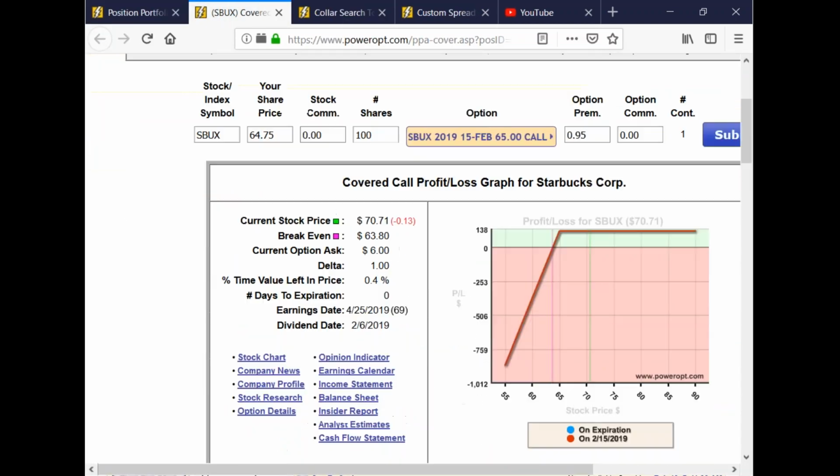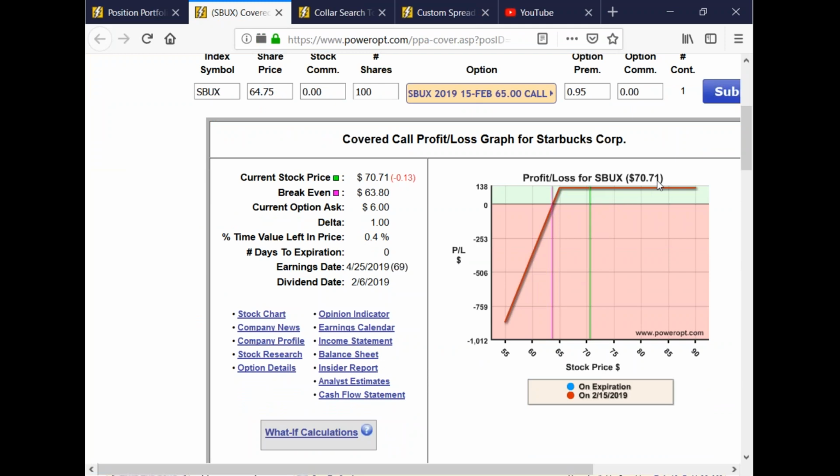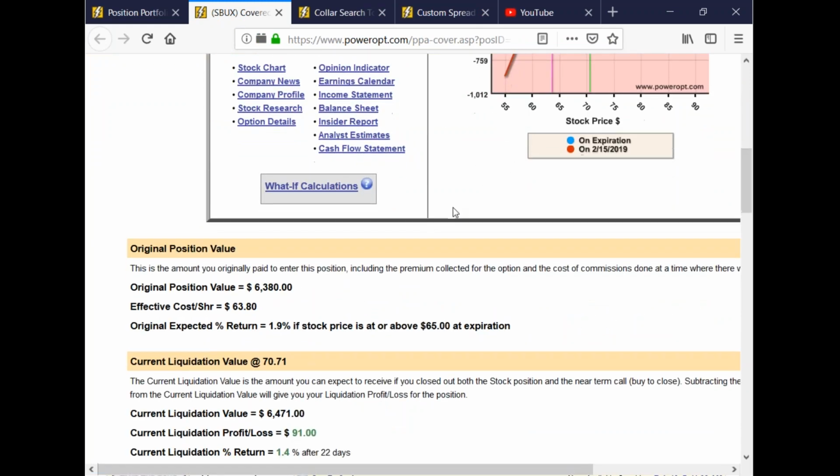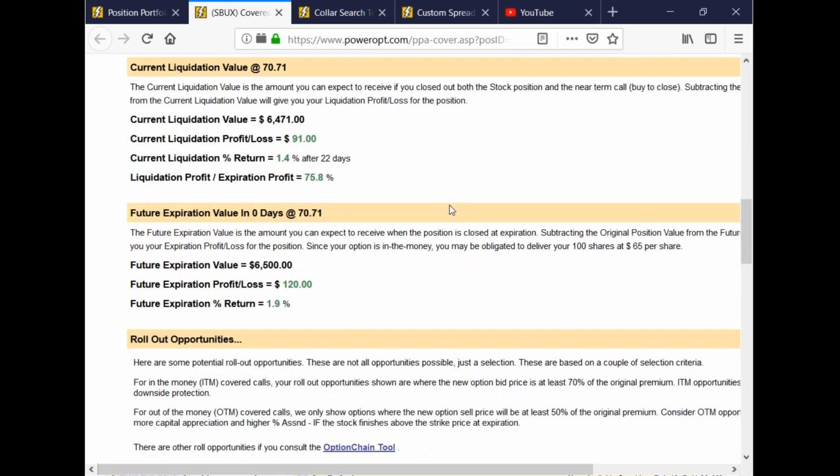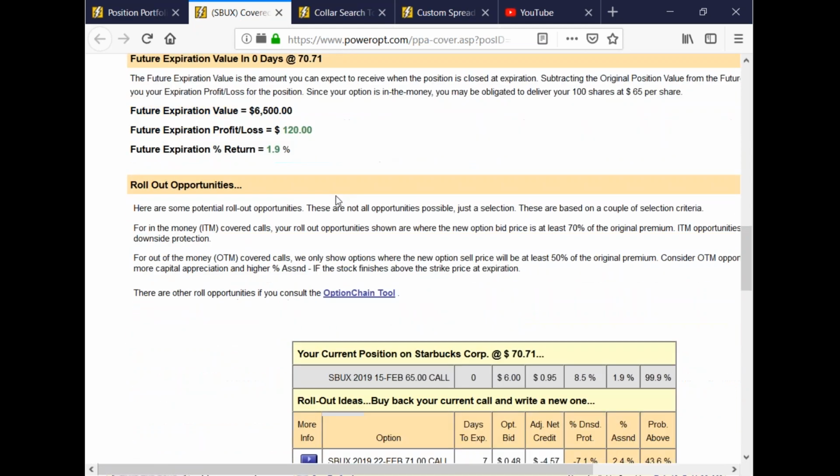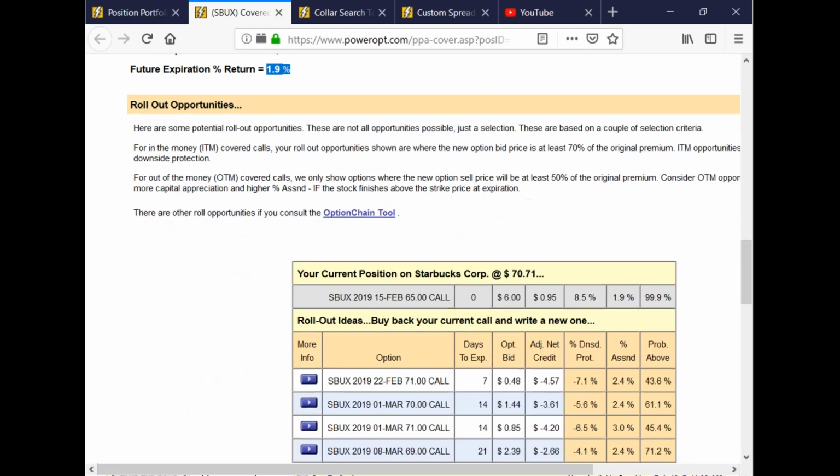So we go to the position analysis. Stock's at 70.71. We sold the 65, so we're $5.70 in the money. What we took a look at in the video is, of course, using the portfolio tools, I could liquidate right now for 1.4% or let it get assigned for 1.9%. And that was for 22 days. It's important to remember the trading plan.